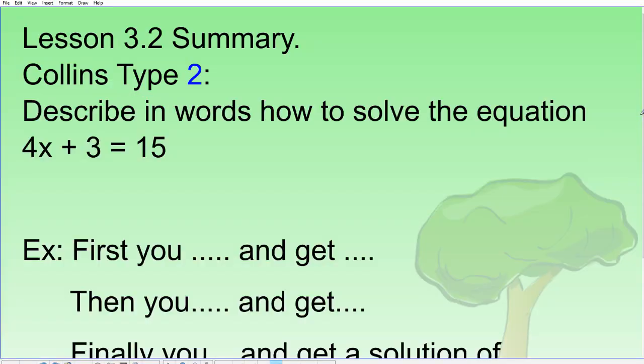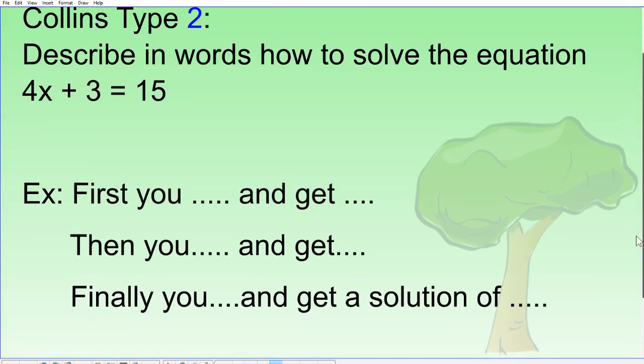So, summary. It says, in words, describe how to solve this equation. So give me steps. First you do this, then get an answer. Then you do this and get one answer. Finally you do this and get a solution of. Okay, so I kind of got you started with little sentence starters here. So you can do that on your own.